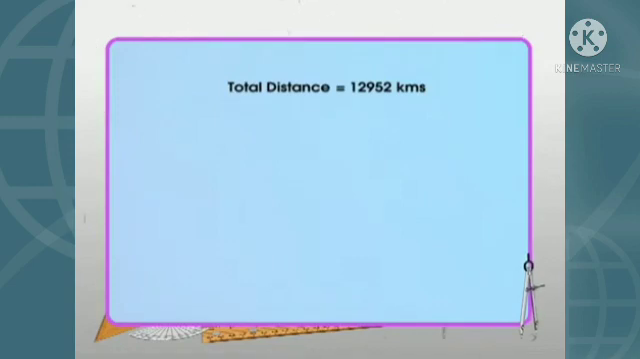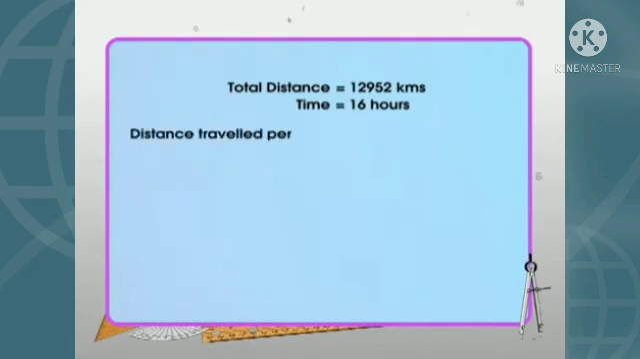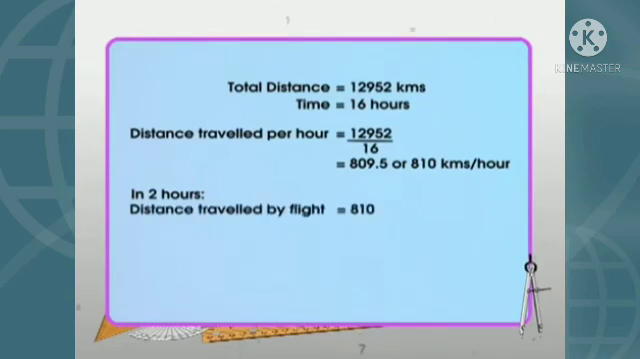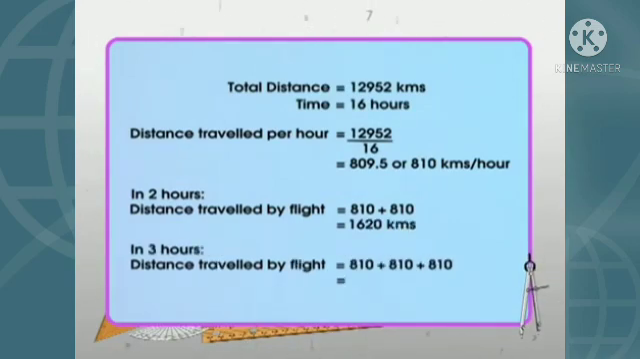The total distance of 12,952 kilometers is covered by the non-stop flight in 16 hours. Assuming that the flight moves at a constant speed, the flight approximately covers 810 kilometers in an hour. So in 2 hours' time, the flight will travel 810 plus 810 is equal to 1620 kilometers. In 3 hours' time, it is 2430 kilometers, and so on.